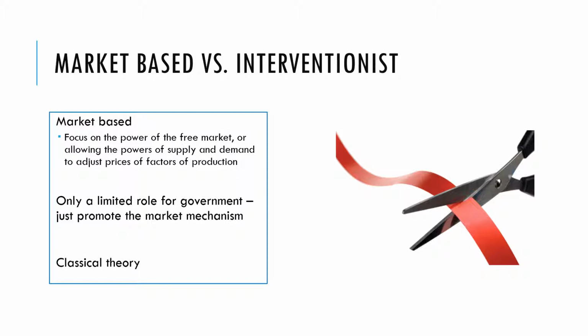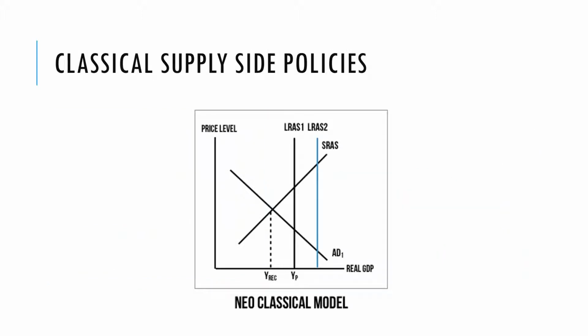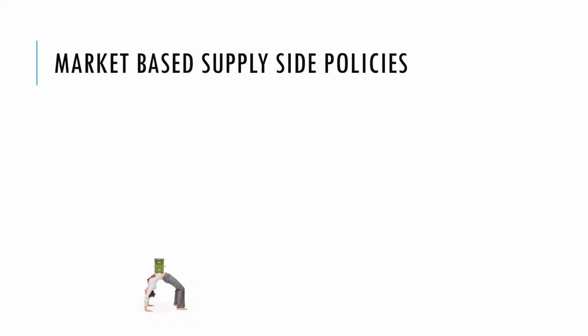So these market-based policies would all go alongside the classical theory, which, if you remember from earlier in the term, was all about minimizing government intervention and allowing markets to work freely. And as such, our demand and supply ADAS diagram that would illustrate this for a classical based market-based policy would involve the vertical long run aggregate supply curve, which a supply side policy would cause to shift to the right. So to try and illustrate a classical supply side policy, we would use this diagram. Let's have a look at some examples.